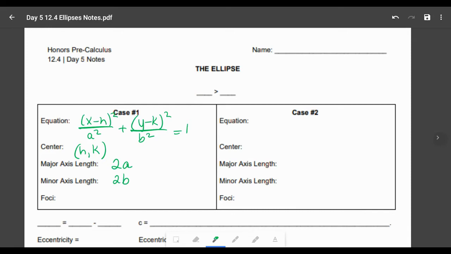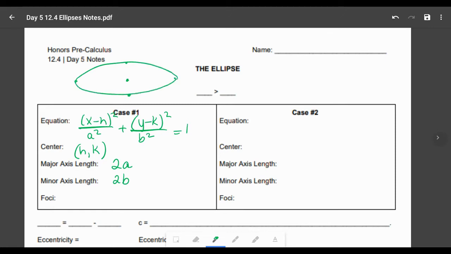So being that the major axis is related to the x minus h squared portion, that means that if I have the center of my ellipse, it's going to be longer horizontally than it is vertically. And that's how you make your ellipse sketch.